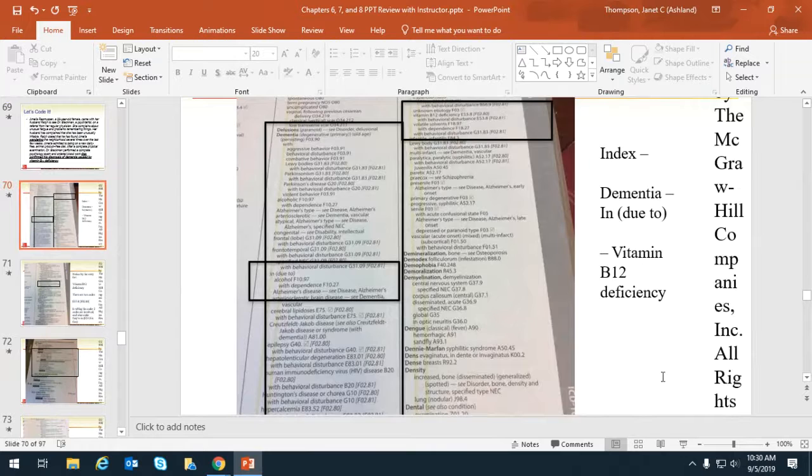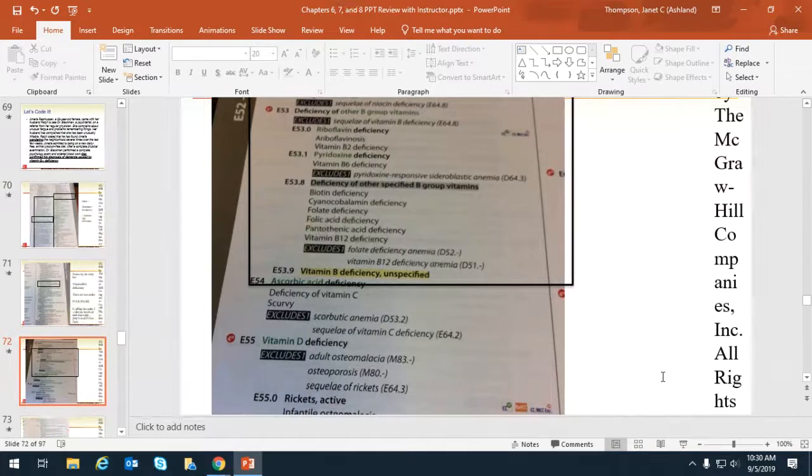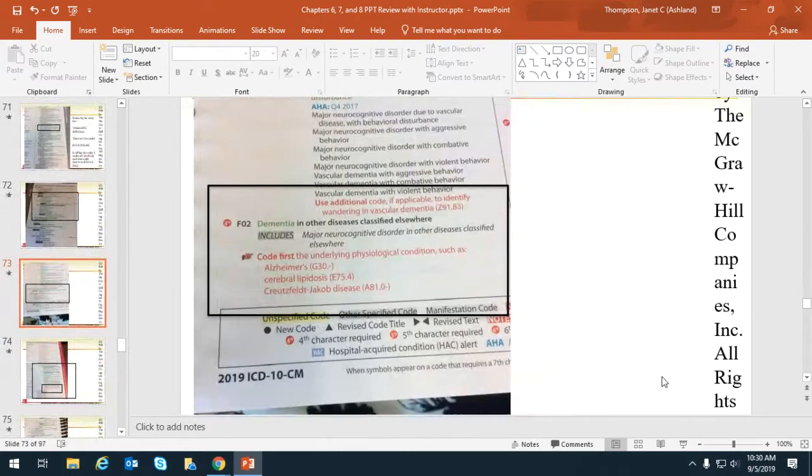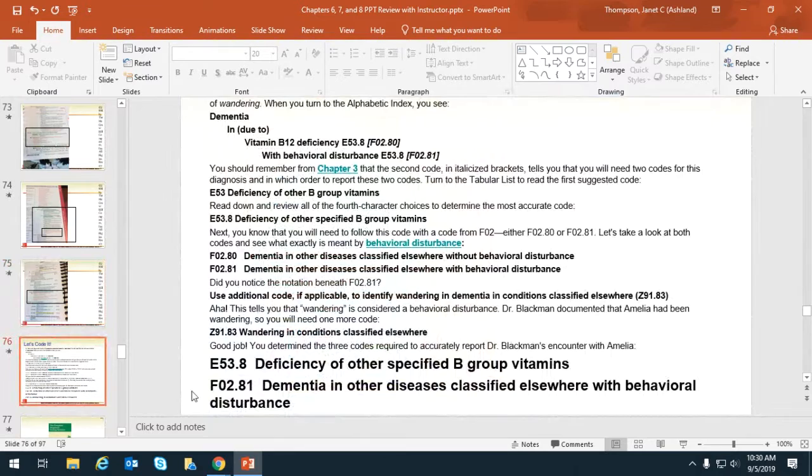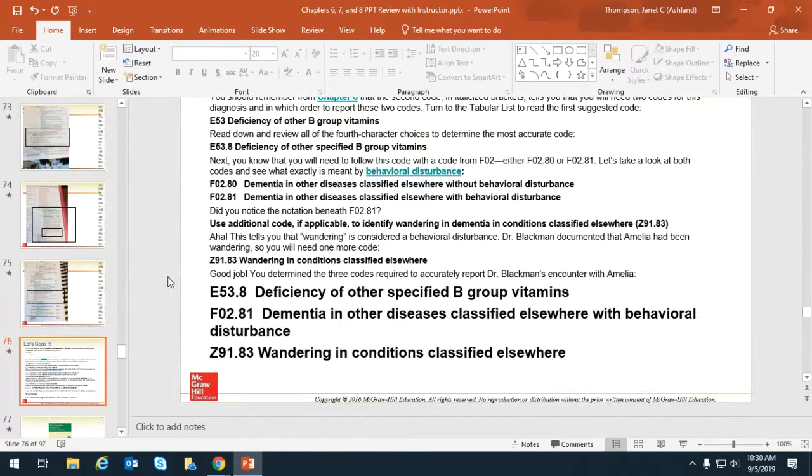So the important thing is to take your time when you're coding. Be sure to read all of the notes and be sure to go back to where that code category begins and read any notations there. I'm going to skip this particular code, but C91.83 does have notes to also code underlying disorder, such as Alzheimer's, autism, etc. But in our scenario, we have these three codes, and the book pretty much guided us to all of them.